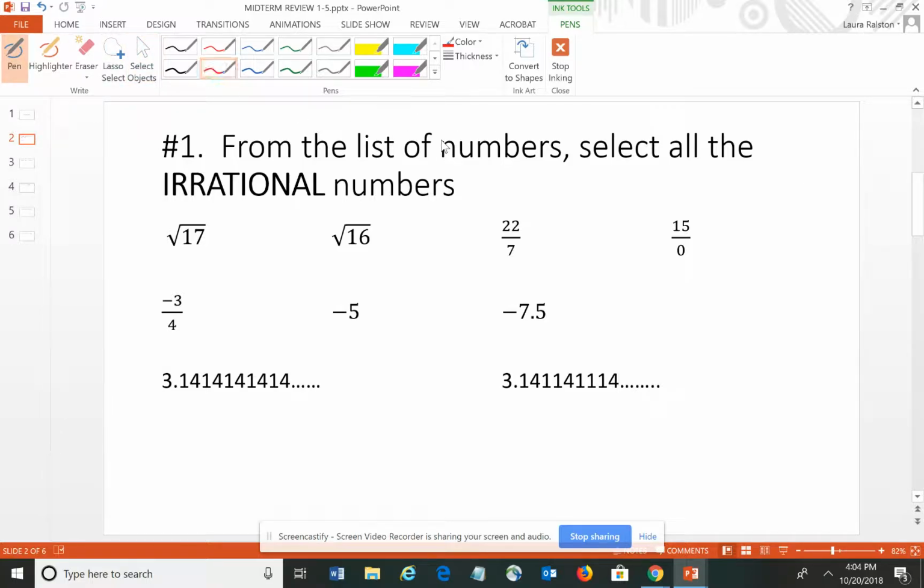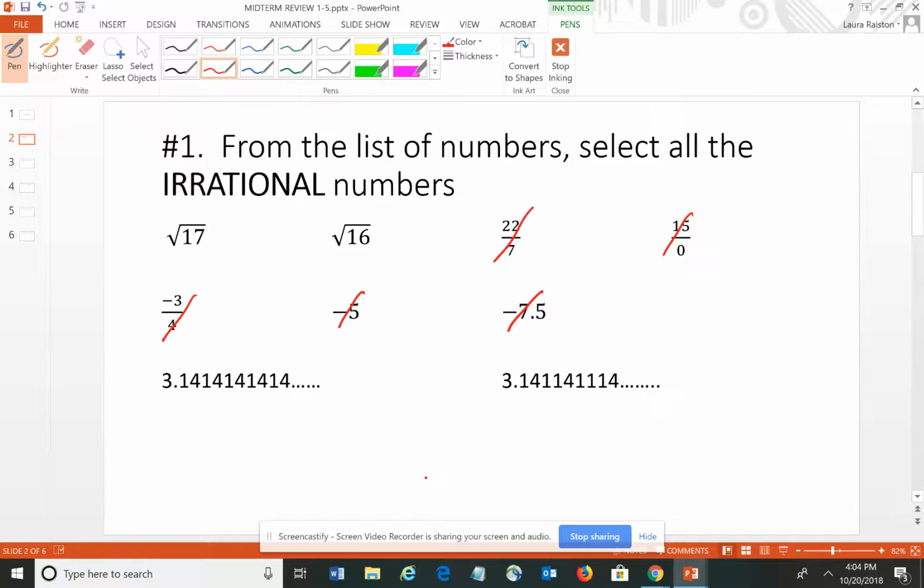22 over 7 is written as a fraction, so it's definitely not irrational. 15 over 0 is not even a number. Negative 3/4 again is a fraction. Negative 5 can be written as a fraction, and negative 7.5 can be written as a fraction. So I have about 4 numbers left that can be irrational.